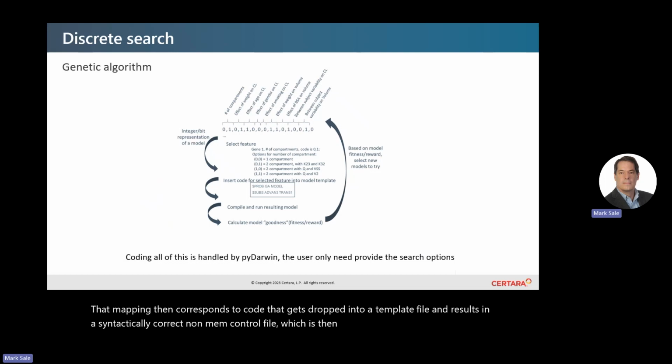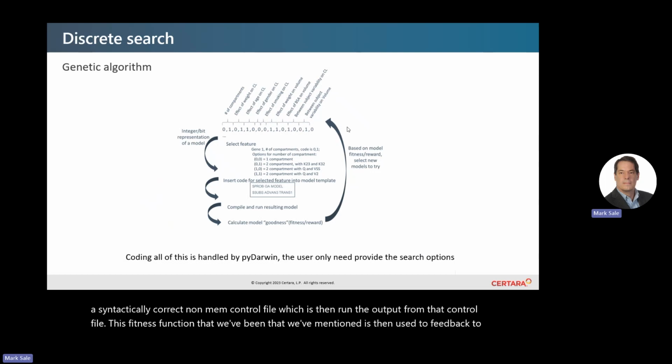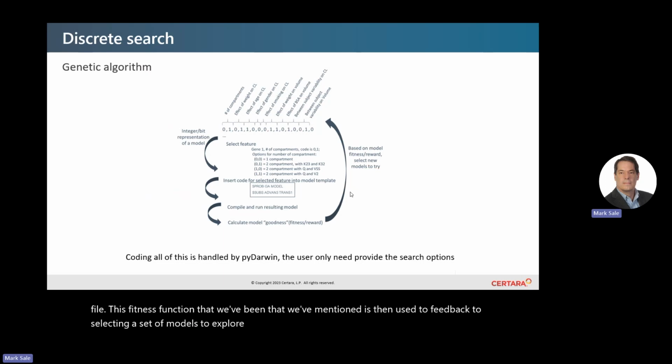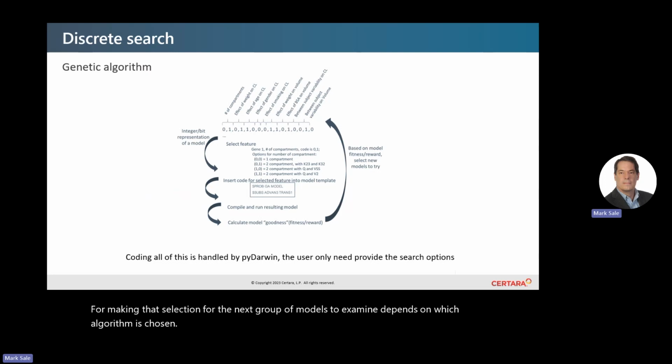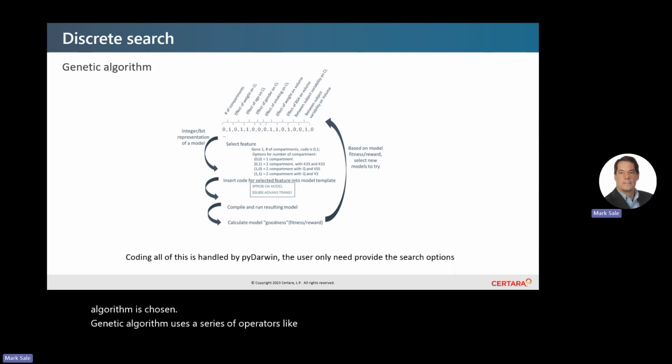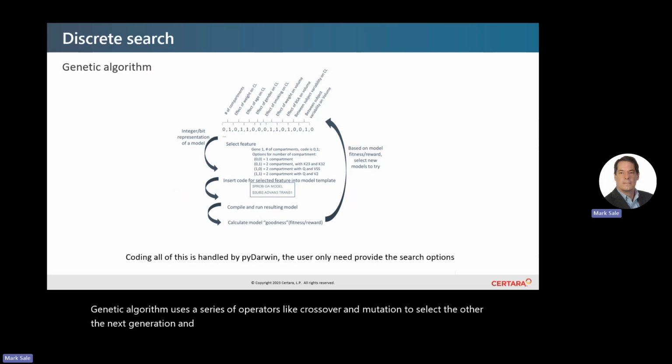The output from that control file, this fitness function that we've mentioned, is then used to feed back to selecting a set of models to explore next. The exact method for making that selection for the next group of models to examine depends on which algorithm is chosen. Genetic algorithm uses a series of operators like crossover and mutation to select the next generation, and other algorithms use different methods.